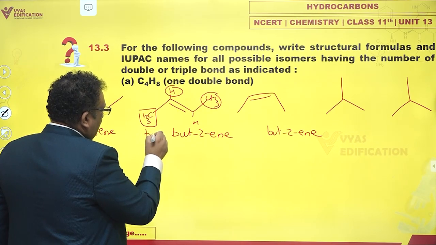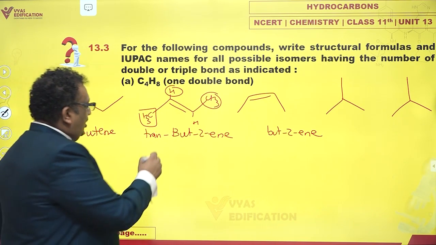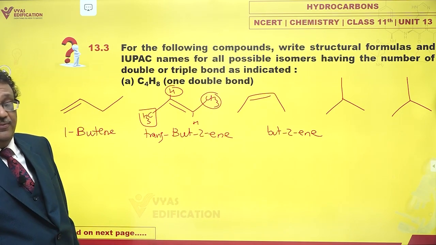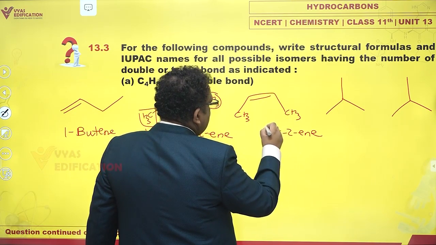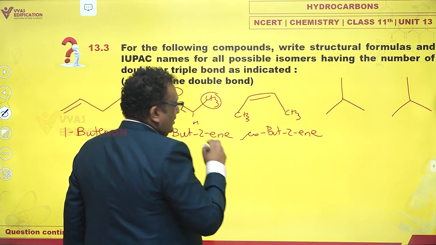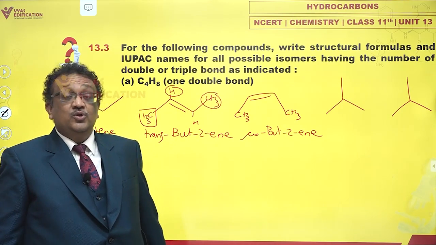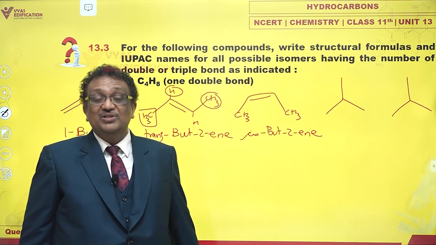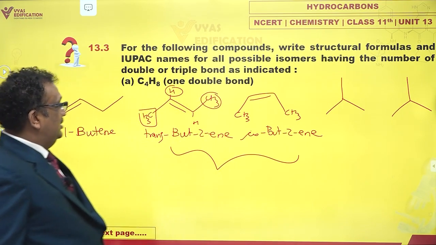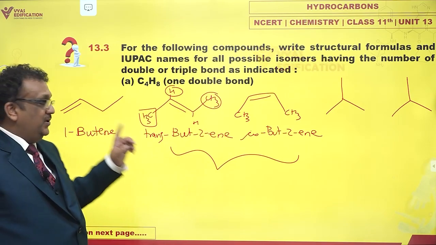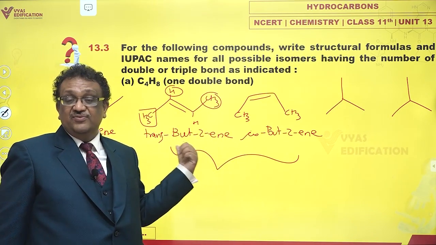Such a thing is called trans. Trans-2-butene or trans-but-2-ene. On the other hand, if both the methyl groups are on the same side, this will be called cis-2-butene or cis-but-2-ene. So yes, there is a difference between cis and trans also. So these are also possible. So 3 butenes: 1-butene, and there are two possibilities for 2-butene, cis as well as trans.